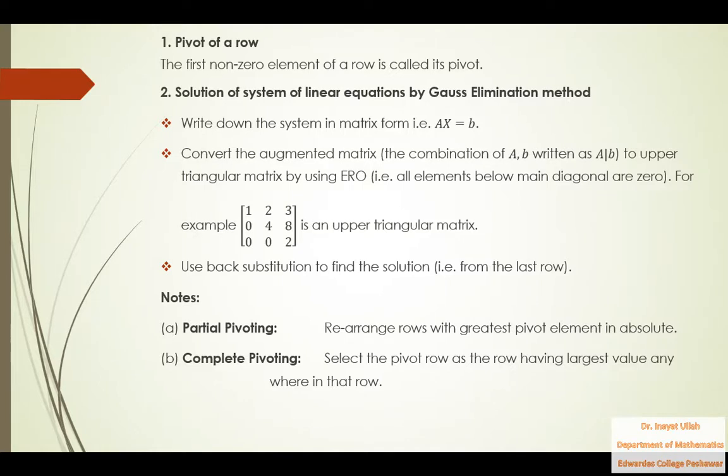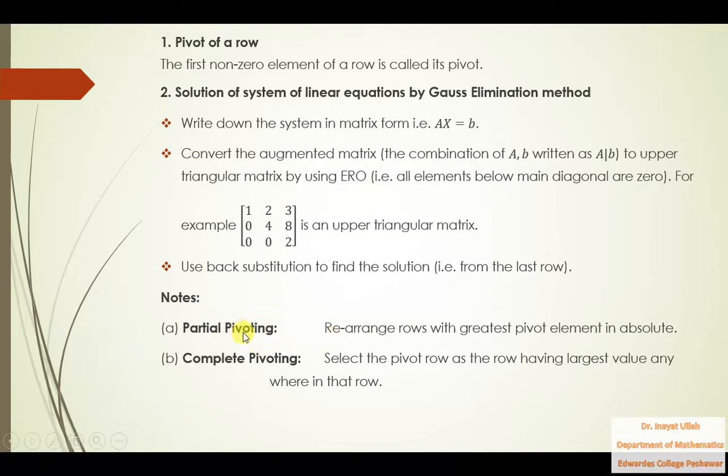And number two is complete pivoting. What is complete pivoting? Select the pivot row as the row having the largest value wherever in that row. You will see what is the largest element, what is the largest coefficient in the row, so that will be considered as the pivotal row. Anyways, we are interested here in partial pivoting.